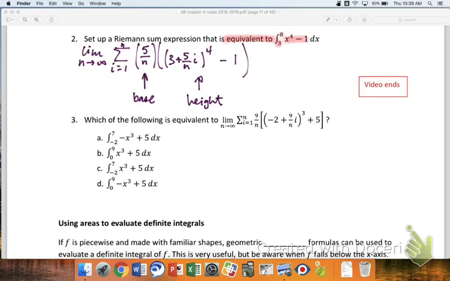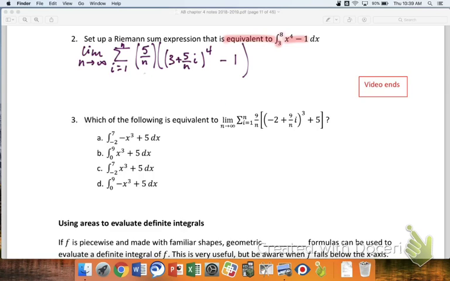But that is what the n stands for. If we wanted to use 9 rectangles, we'd get rid of the whole limit as n heads towards infinity thing, and we would say n is 9. Okay, so it would just be 5 over 9 times 3 plus 5 over 9 i to the fourth minus 1. What do you do about the i? Well, so then the i would start at 1. This is great because this really gets at the heart of what this is.